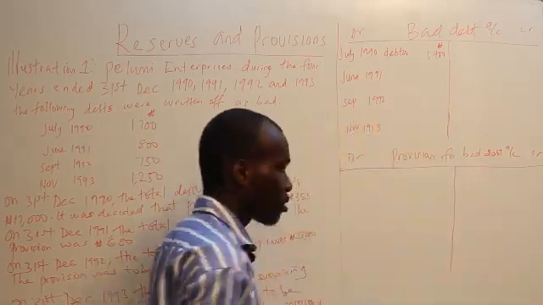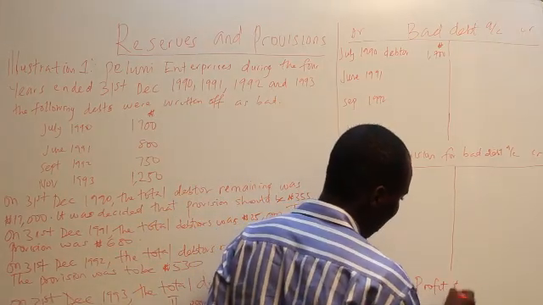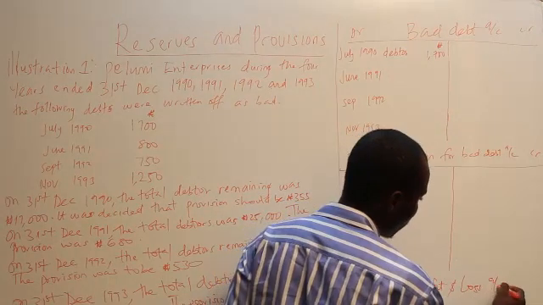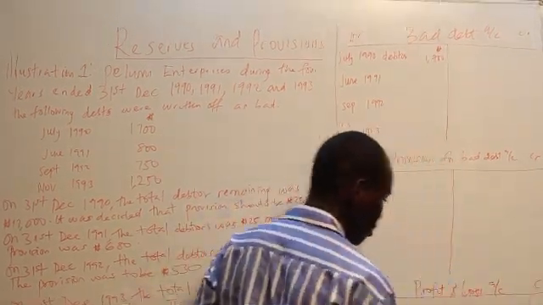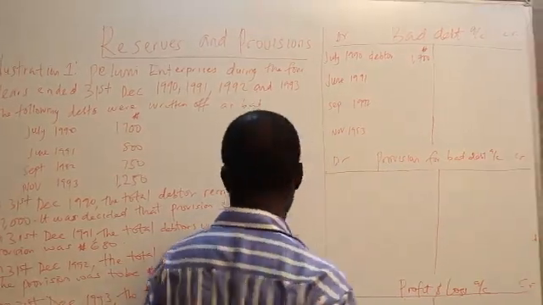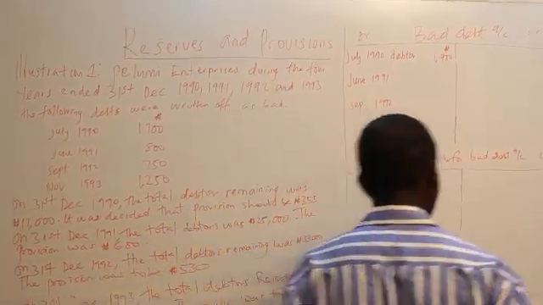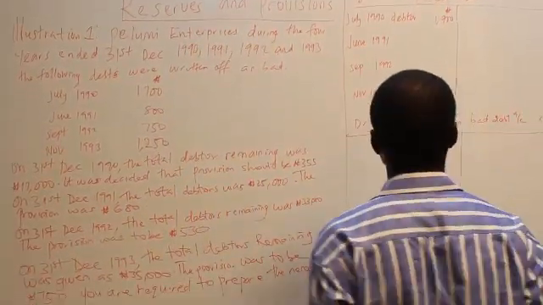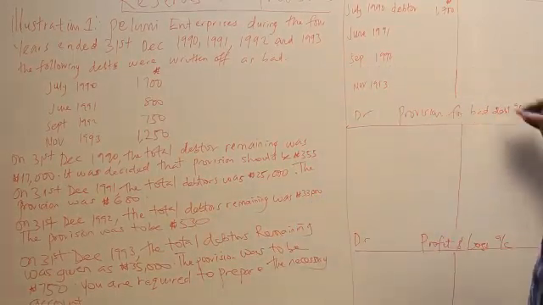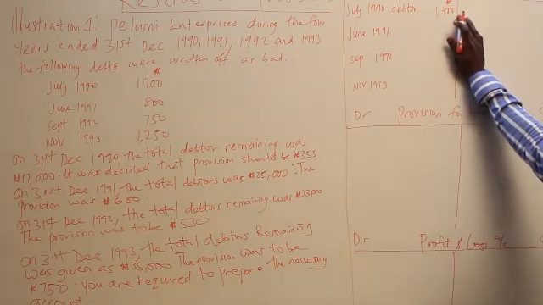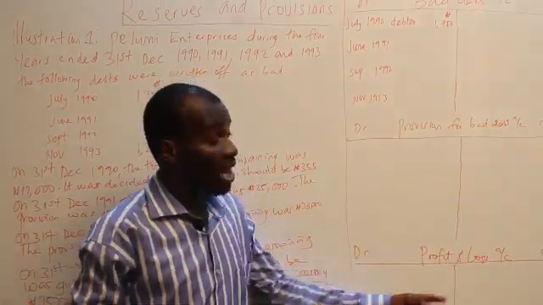So we can open our P&L account, profit and loss account, an extract of the profit and loss account. That is the income statement. So then we can open the balance sheet later. So we have 1990. The balance of this will be transferred to the bad debt account. So our amount of the bad debt will be transferred to the P&L account.